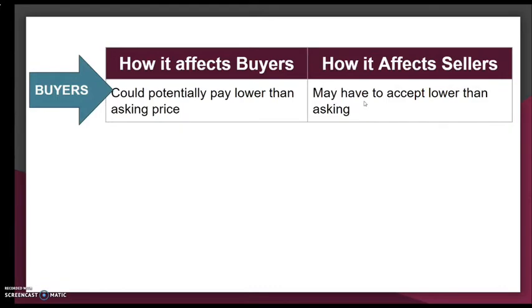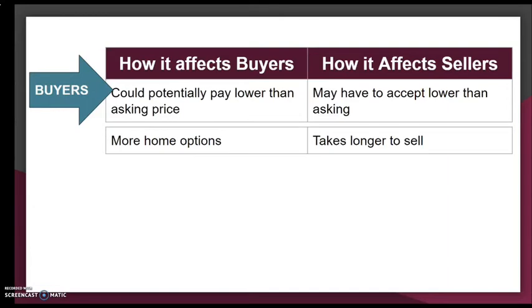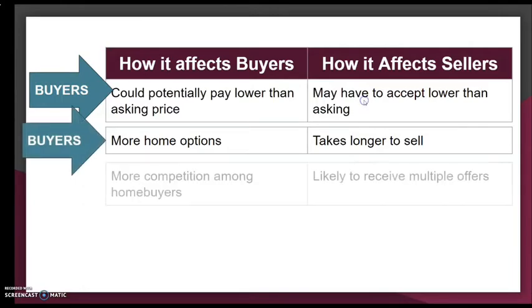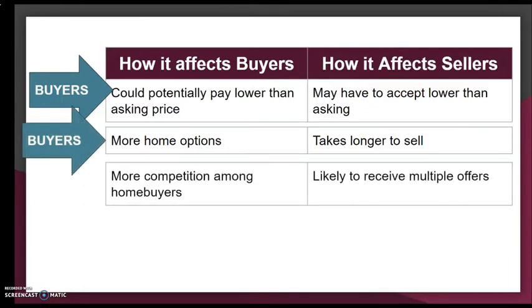Okay, more home options takes longer to sell. Again, this is a buyer's market. More competition among home buyers, likely to receive multiple offers as a seller. This would be who has the upper hand? The seller. So this is a seller's market.